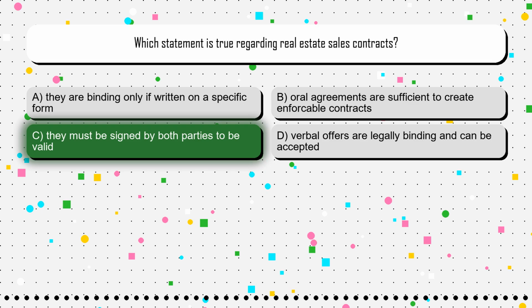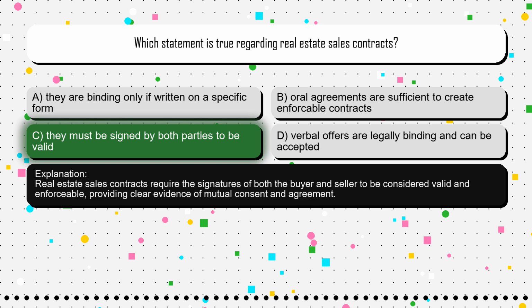The correct answer is option C, they must be signed by both parties to be valid. Real estate sales contracts require the signatures of both the buyer and seller to be considered valid and enforceable, providing clear evidence of mutual consent and agreement.